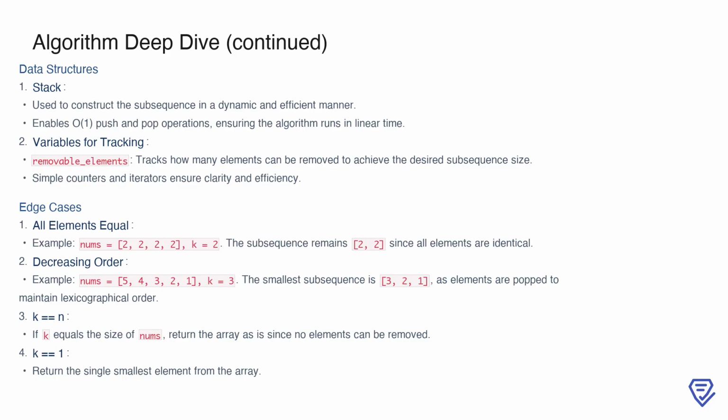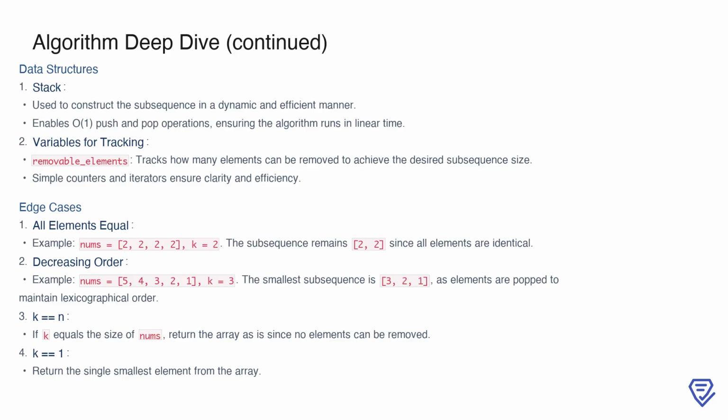The stack is central to the construction of the subsequence, allowing for O(1) push and pop operations. This ensures that the algorithm remains efficient even for large input sizes. Additionally, variables like the removable elements count play a critical role in tracking how many elements can still be removed, providing clarity and precision in decision making. It's also important to consider edge cases to ensure robustness.